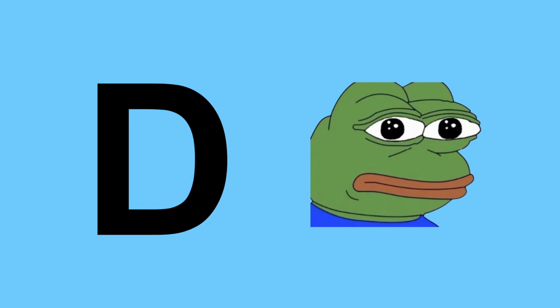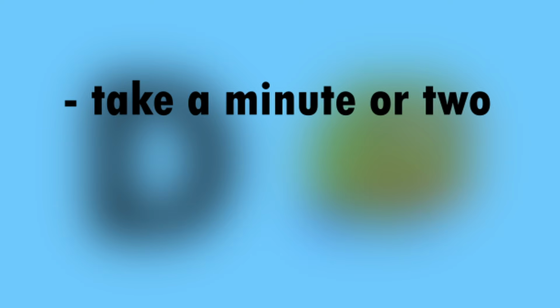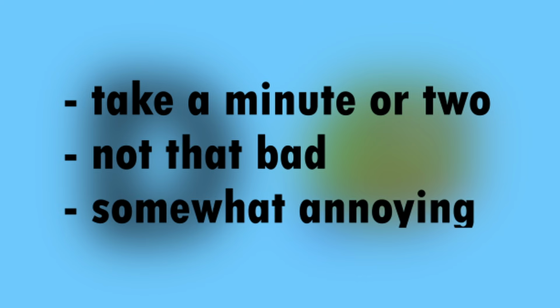Next is D tier. These take a minute or two to complete. They're still not that bad, but they're annoying enough that if a real website asked me to give my date of birth this way, I would just decide not to make an account.